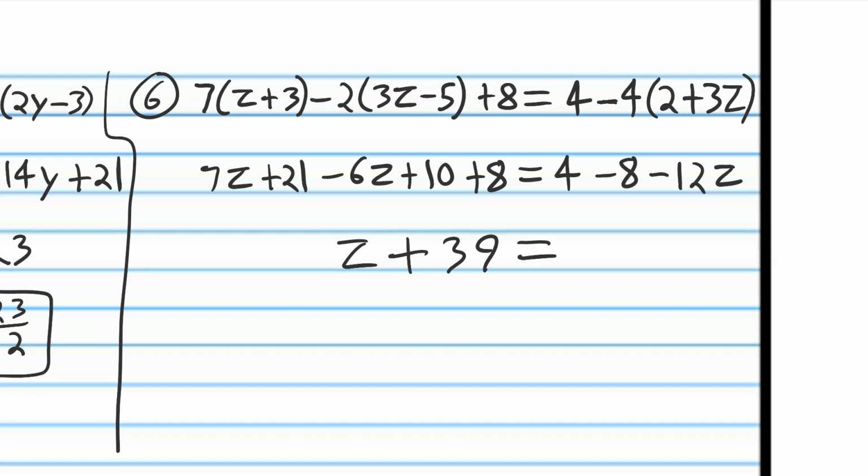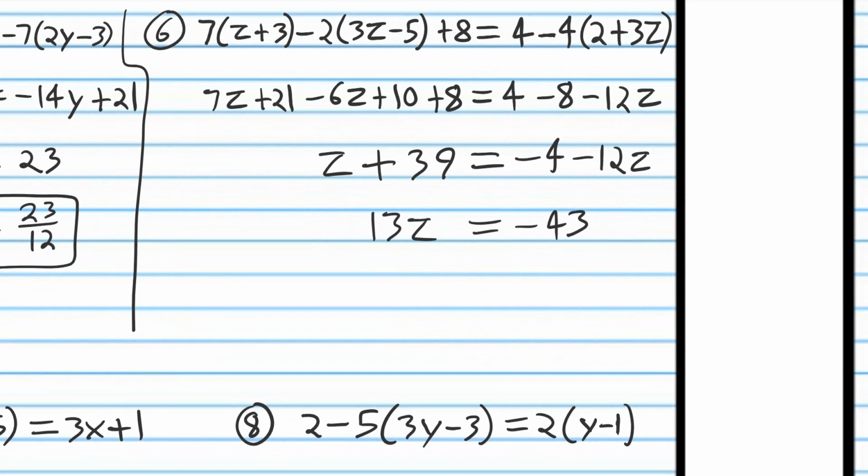So we simplified the left side of the equation. And 4 minus 8 on the right side of the equation is negative 4. And then we just rewrite the negative 12z because we can't combine a z term to a normal term. All right, so now we're going to add 12z to both sides, and we get 13z. And then subtract 39 from both sides, and we get negative 43. And then we divide both sides by 13, and we get negative 43 over 13. So if you got negative 43 over 13, very good.